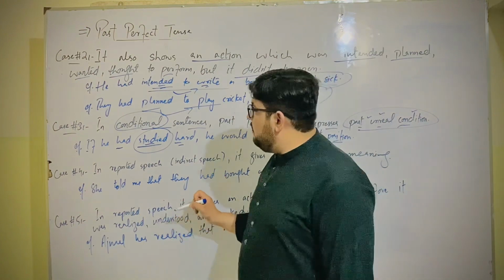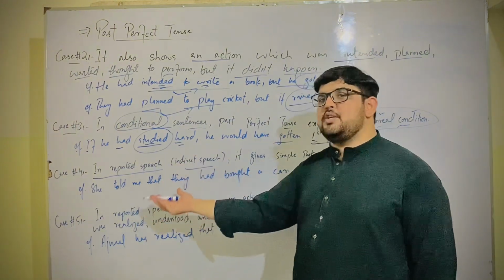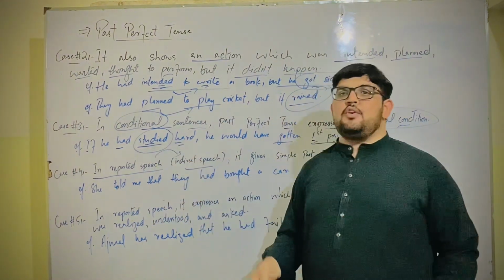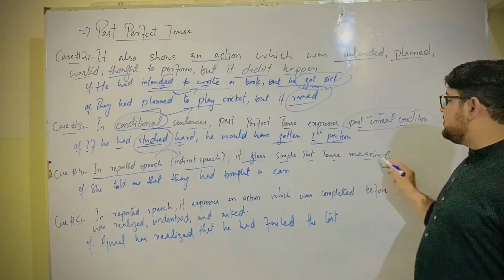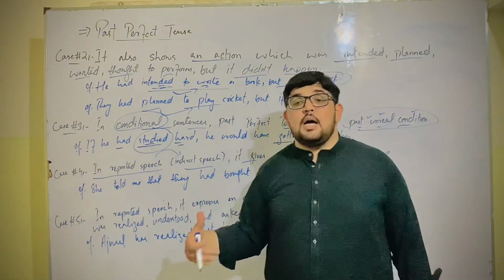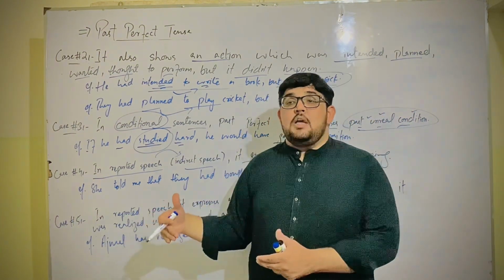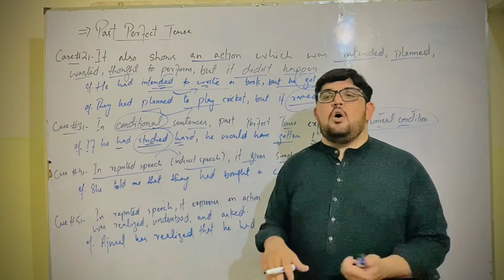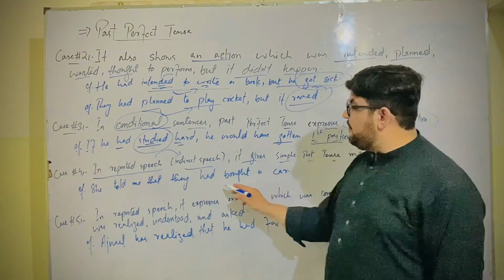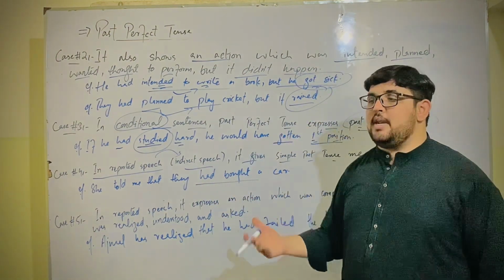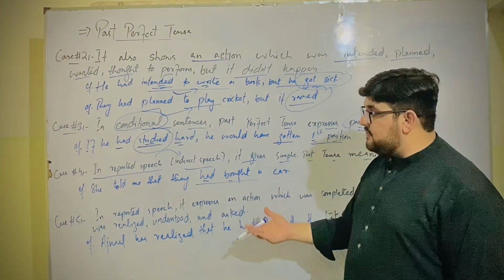Next is case number 4 in reported speech. We mean indirect speech. Reported speech is also called indirect speech. So in reported speech or indirect speech, past perfect tense gives simple past tense meaning. Because, according to grammarians, whenever we change a tense from direct speech to indirect speech, we always go one tense back. So simple past tense is changed to past perfect tense while we change it from direct speech to indirect speech. In this case, it looks like past perfect tense, but it gives simple past tense meaning.